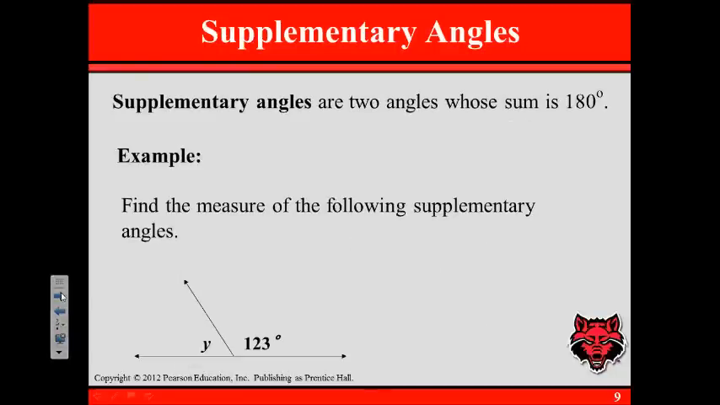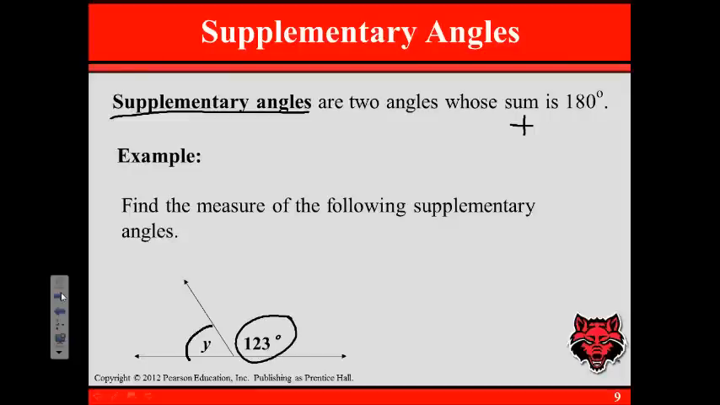Again, we need another definition in order to work this last example, and that would be the definition of supplementary angles. Supplementary angles are two angles whose sum, again, they add up to 180 degrees. So again, we want to find the measure of the following supplementary angles. One of the angles is given as 123 degrees.